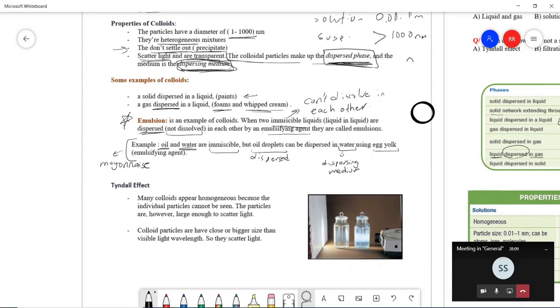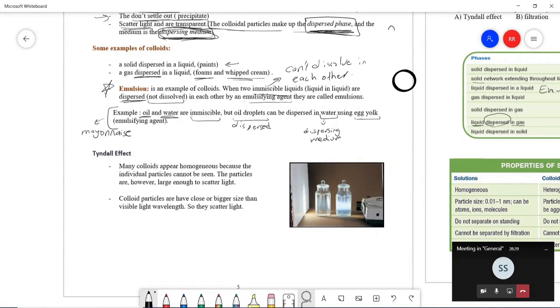As we said, colloids have an intermediate property between solutions and suspensions. For example, the diameter is 1 to 1000. They are heterogeneous, don't forget that, and they don't settle out. So since they don't settle out, and sometimes the particles are very small, we might get mistaken. Sometimes you might think a colloid is a solution. Then there must be something in order to distinguish between colloids and solutions.